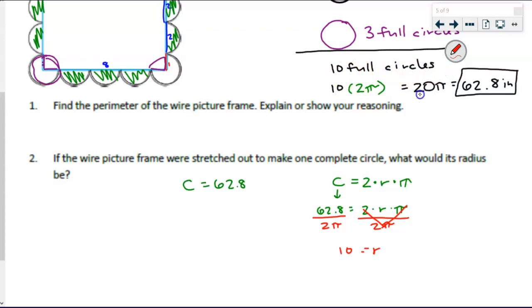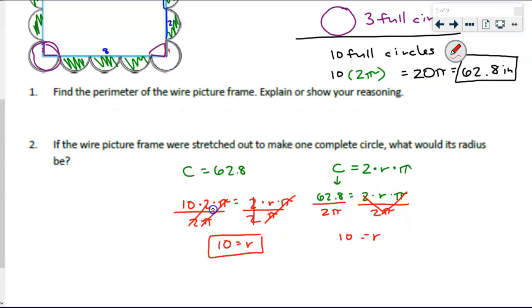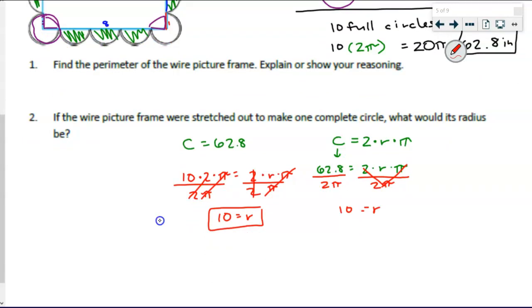If I didn't simplify, instead of 62.8, I would have had 10 times 2 times pi is equal to 2 times the radius times pi. So when I divide by 2 and pi, I'm dividing by 2 and pi. Do you see how there's a 2 and a pi in each? That means the radius is equal to 10 inches. Yes, Joshua? Mm-hmm. Yep, exactly.